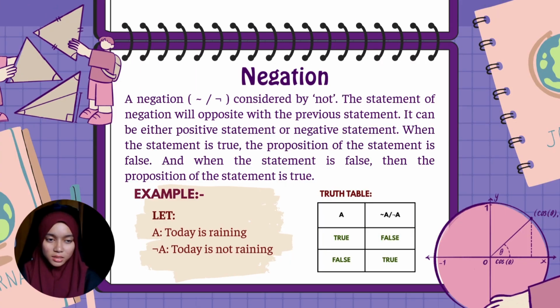The next one is negation. A negation is denoted by not. The statement of negation will be the opposite of the previous statement. It can be either a positive statement or a negative statement. When the statement is true, the proposition of the negation is false. But when the statement is false, then the proposition of the negation is true. For example, we let A equal to today is raining. So, not A will be today is not raining. So, I have put the truth table.